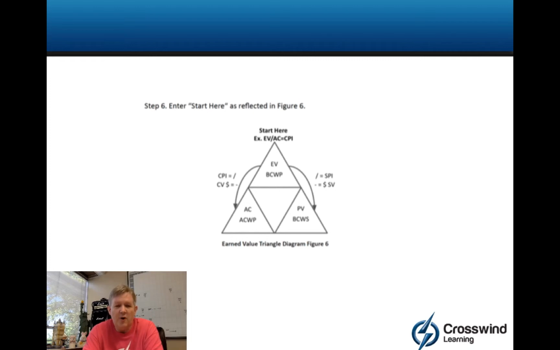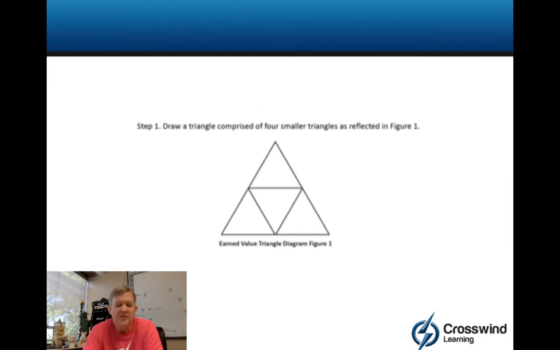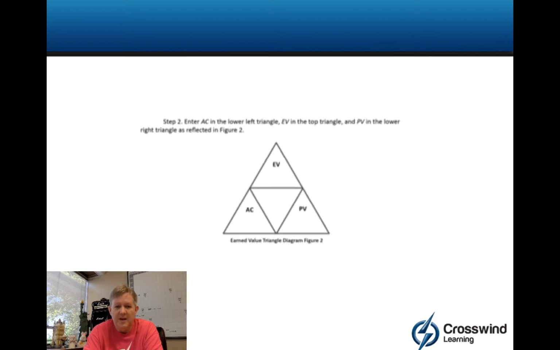So to get this drawn, first you draw a triangle, pointy side up or pointed side up. Then inside that you draw a triangle, the pointed side down. So essentially when you're done, you have what looks like 4 triangles inside one big triangle.